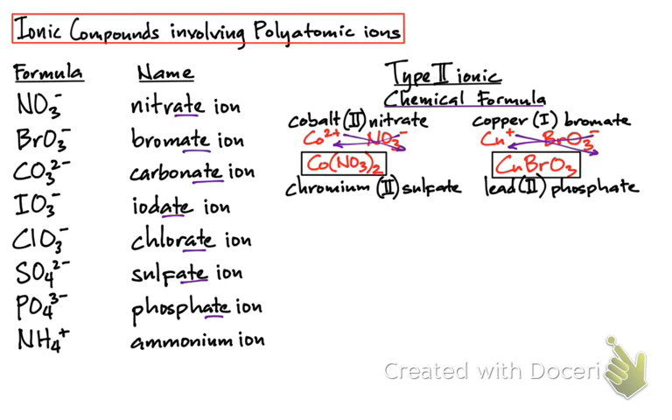Third one here, we have chromium 2 sulfate. So that again tells you that you have chromium with a positive 2 charge, and sulfate, SO4 with a negative 2 charge, SO4 2 minus. Okay, and then you do the crisscross, and you get Cr2SO4 2, which you would simplify into CrSO4. Lead 2 phosphate, you have Pb2 plus and PO4 3 minus. You do the crisscross, and you get Pb3 (PO4)2.